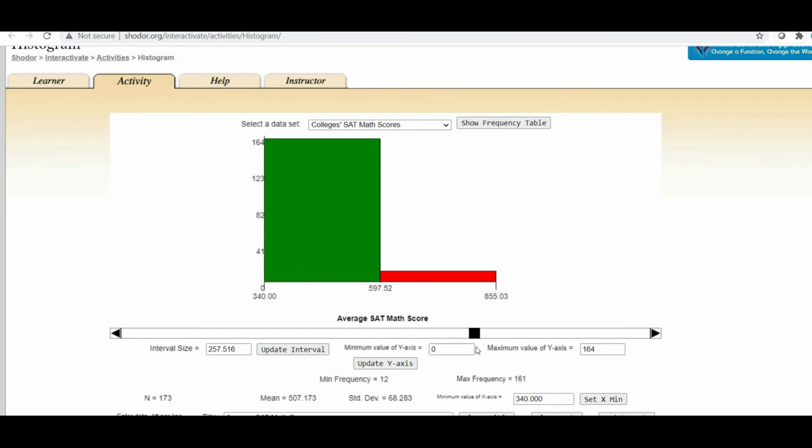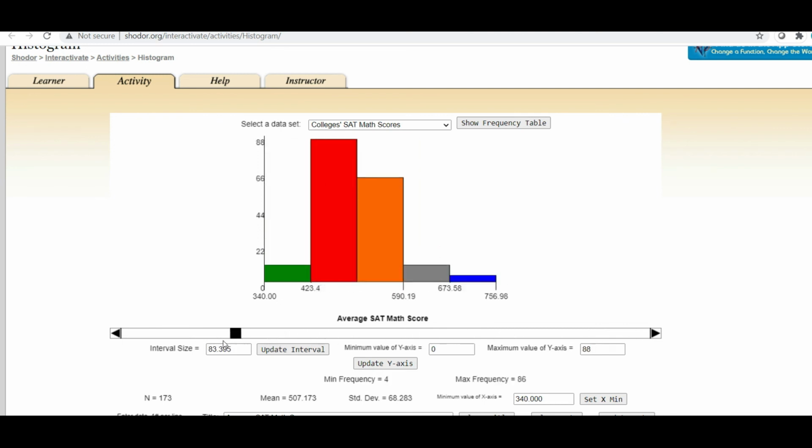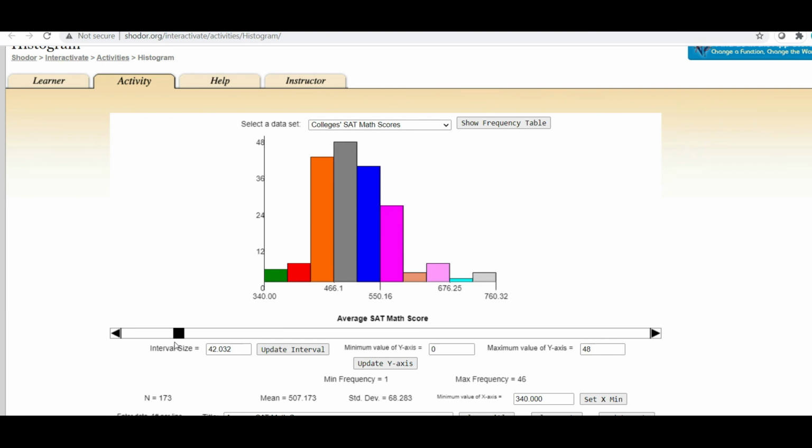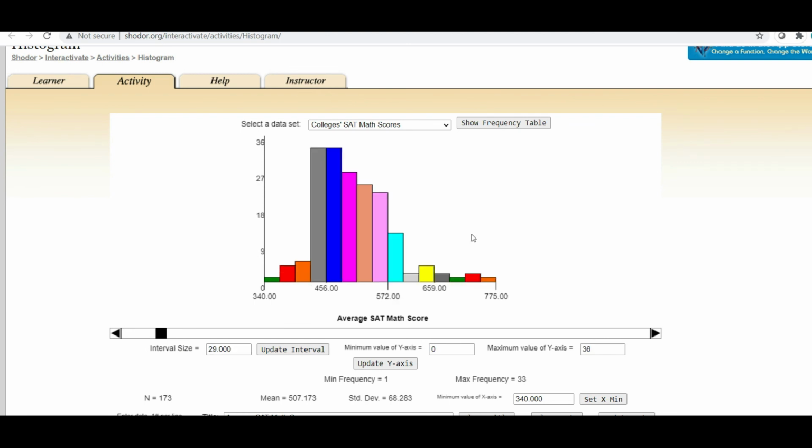If, on the other hand, we take our interval size and make it really large, then we're not really getting the information that we need to be able to describe our data. So this is just not giving us enough information. So we want to be back in that range where we can get between 5 and 20 bars. And then we can see a good description of our data.